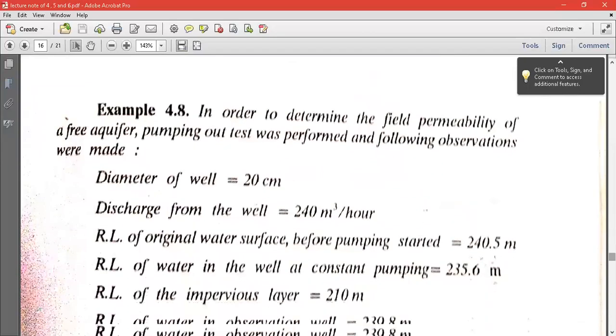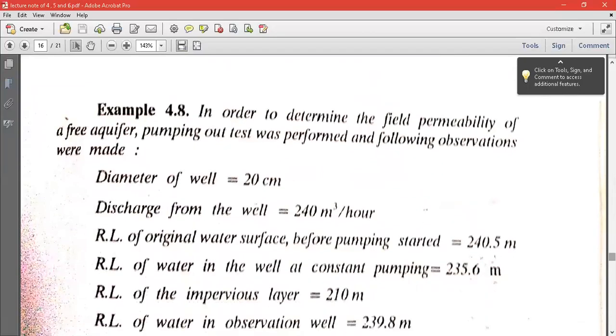Now another problem I am going to discuss: the permeability of a free aquifer, that is the unconfined aquifer, by the pumping out test. I have just discussed the open well test, the constant head pumping out test. So that pumping out test was performed and constant observations were made.